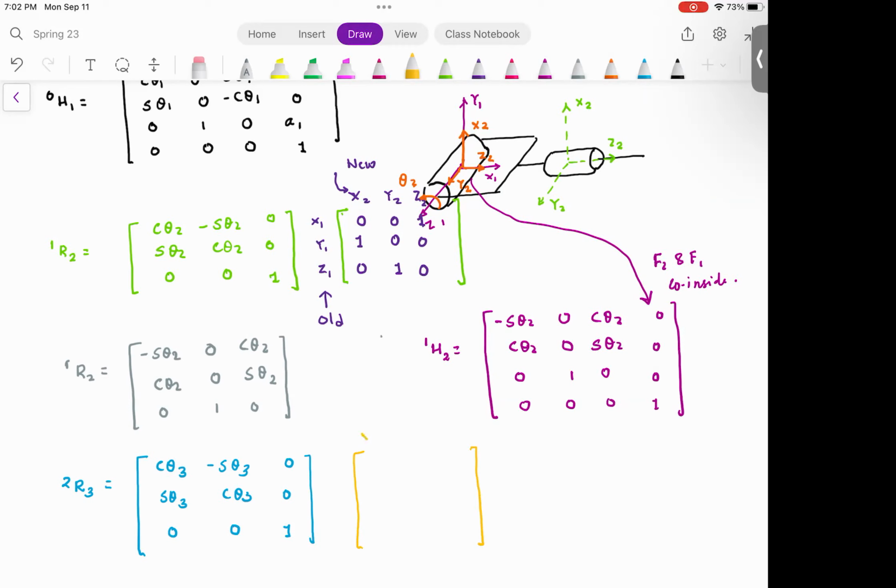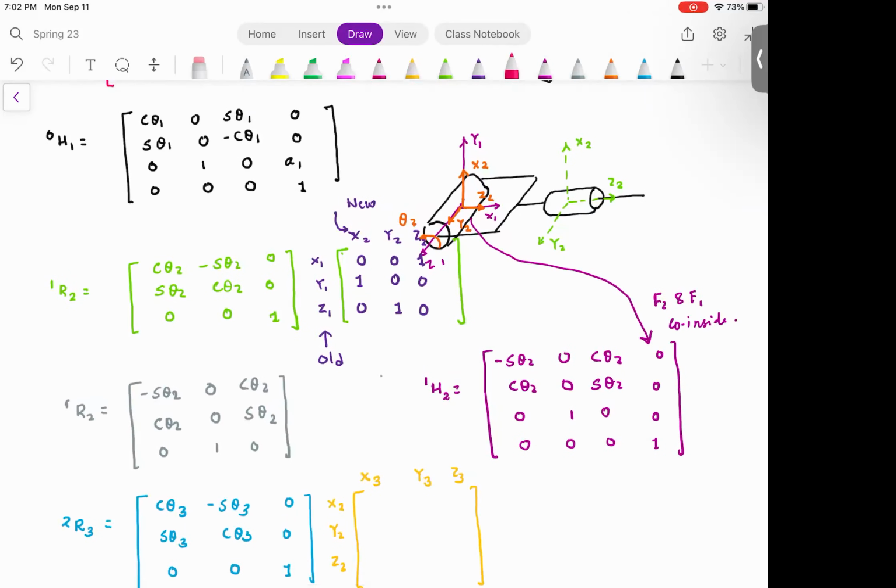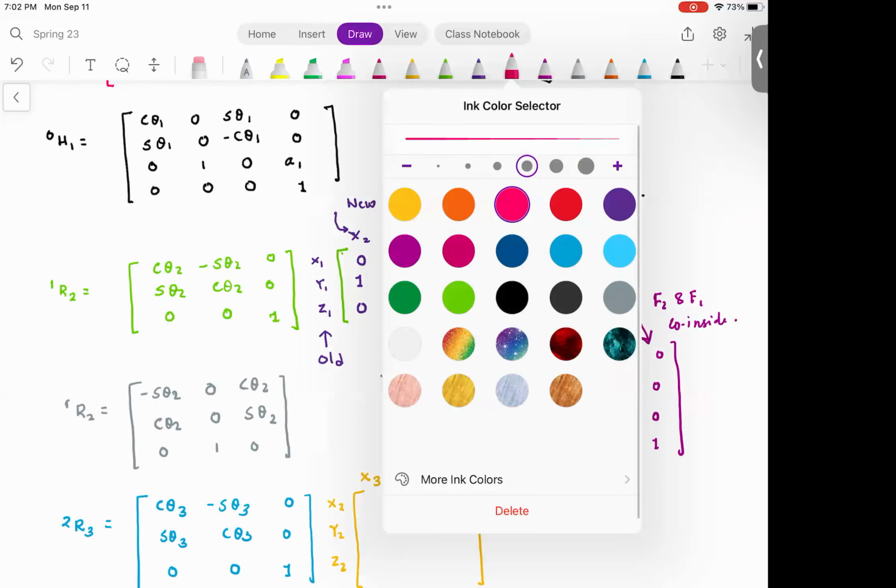So please understand, this is going to be x3, y3, z3, x2, y2, z2. Now the question is, should I consider this frame, or should I consider this frame? Doesn't matter, because at the end of the day, the projection matrix is not talking about the translations. The projection matrix is just talking about the relationship between these two.